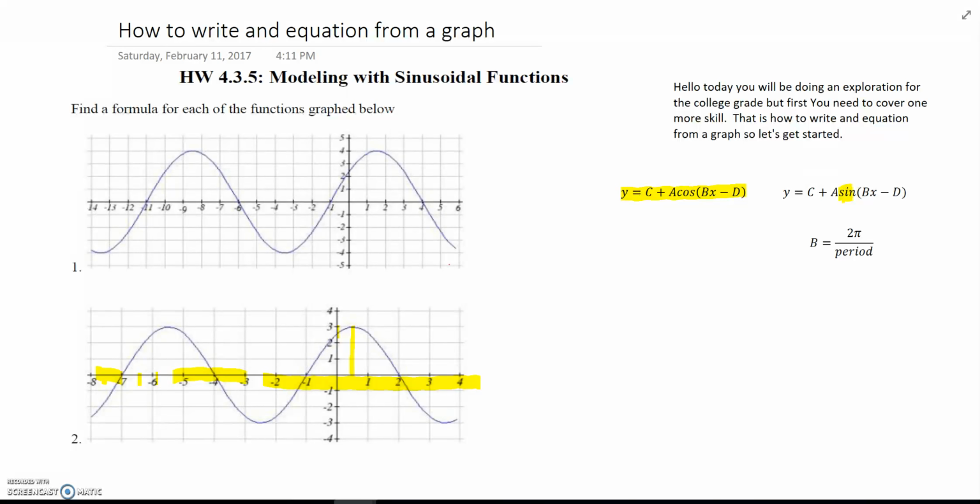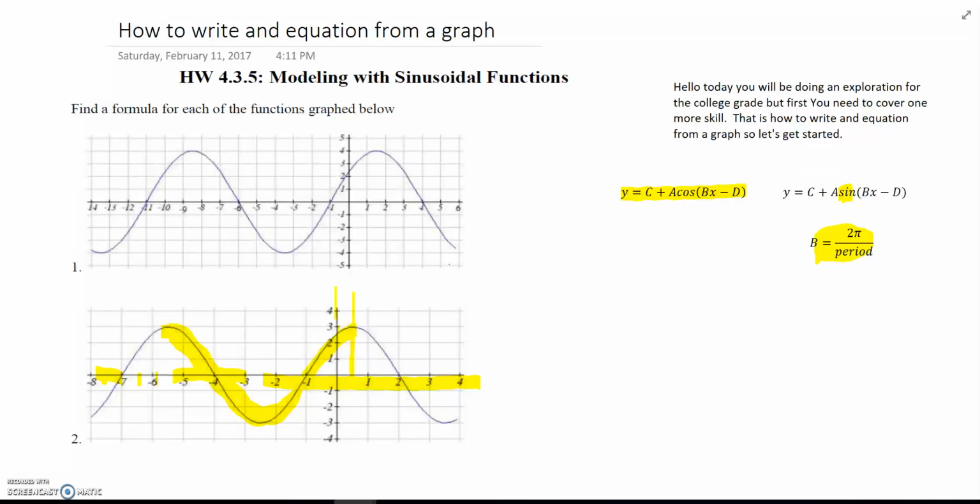B is related to the period of the function, and it's your horizontal shrink or stretch. So a period would be measured from peak to peak or trough to trough. I'm going to measure this one from peak to peak. And d is your horizontal shift. So that would be from the y-axis to this first peak if you're looking at the cosine function.